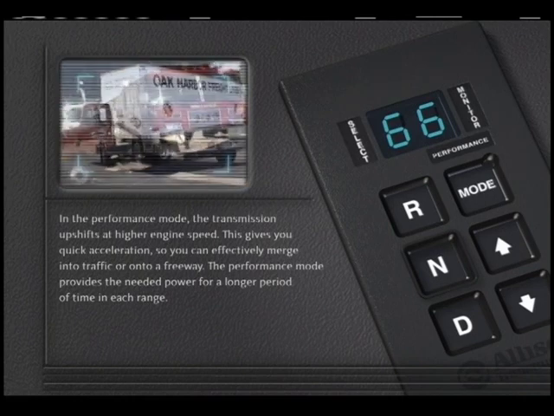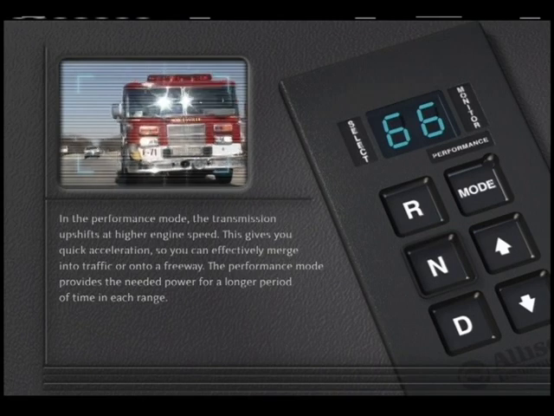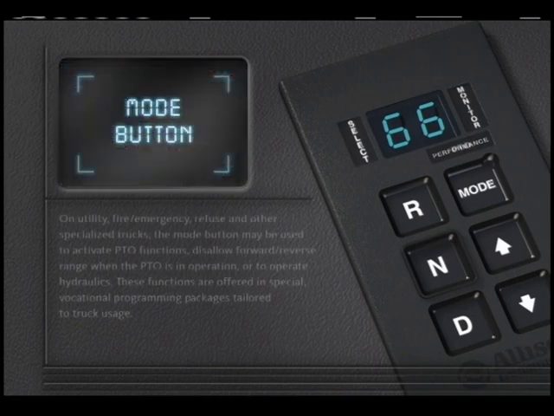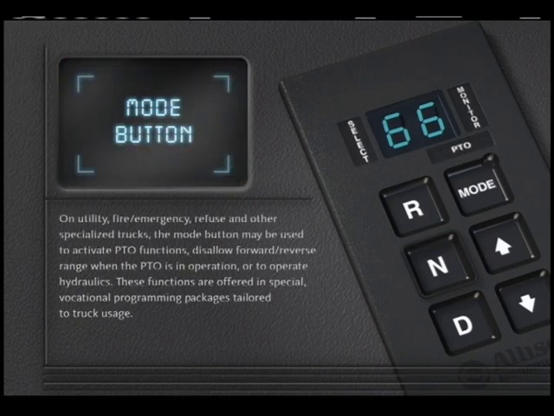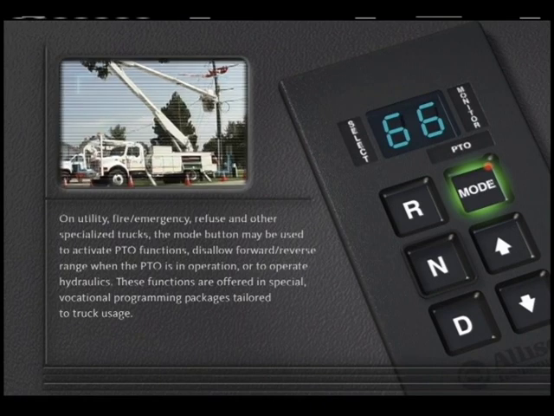On utility, fire, emergency, refuse, and other specialized trucks, the mode button may be used to activate PTO functions, disallow forward-reverse range when the PTO is in operation, or to operate hydraulics. These functions are offered in special vocational programming packages tailored to truck usage.